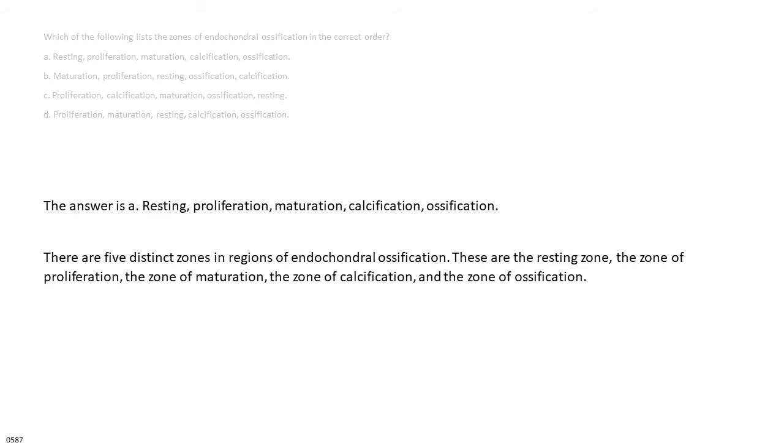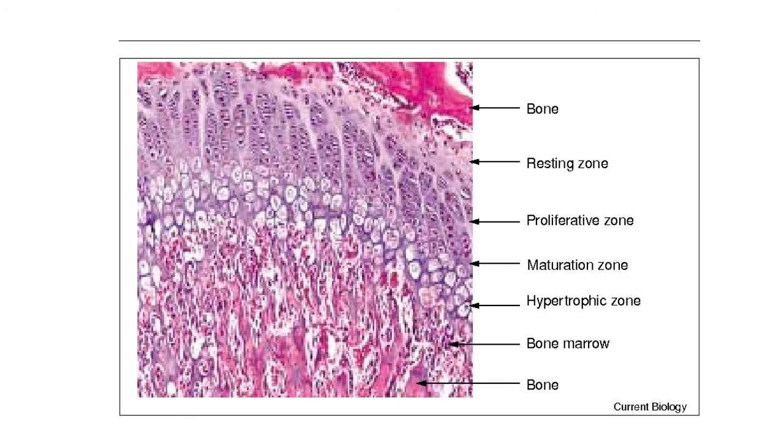The answer is A. Resting, proliferation, maturation, calcification, ossification. There are 5 distinct zones in regions of endochondral ossification. These are the resting zone, the zone of proliferation, the zone of maturation, the zone of calcification, and the zone of ossification.